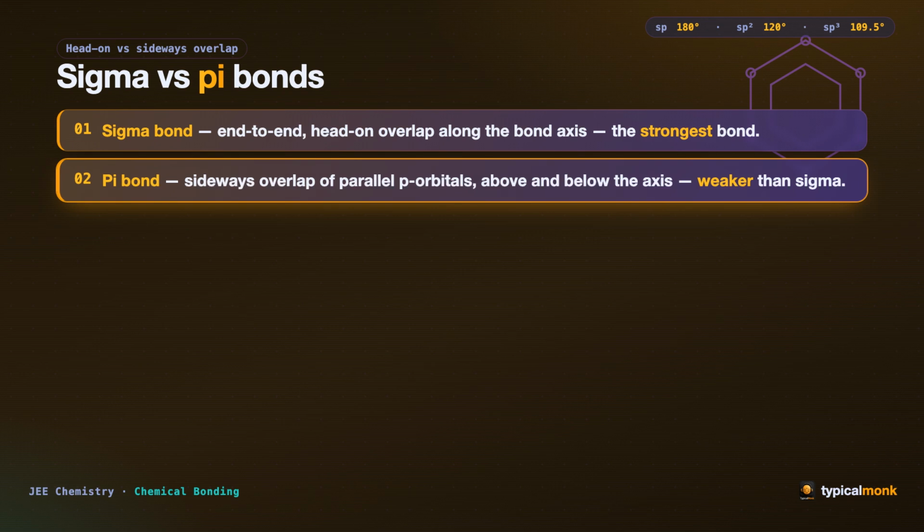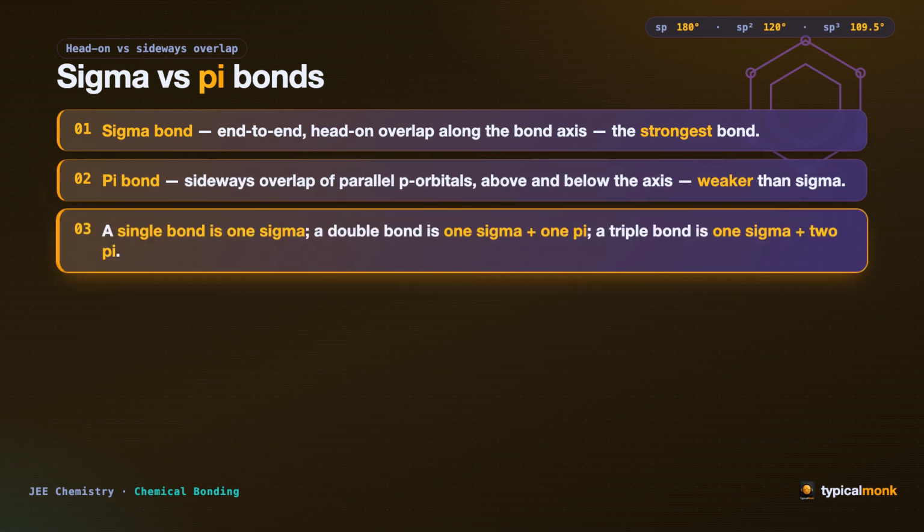The second is the pi bond. Here, two parallel p orbitals overlap sideways, forming clouds above and below the bond axis. This sideways overlap is smaller, so the pi bond is weaker than the sigma bond. Now put them together. A single bond is just one sigma bond. A double bond is one sigma plus one pi. And a triple bond is one sigma plus two pi.